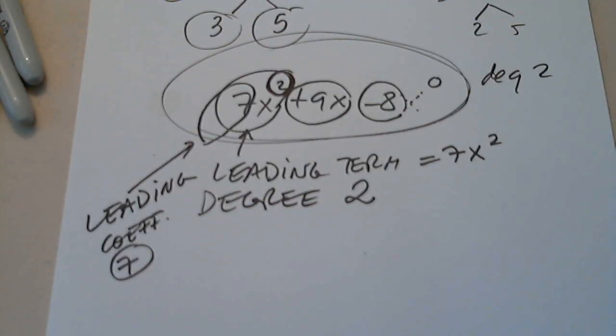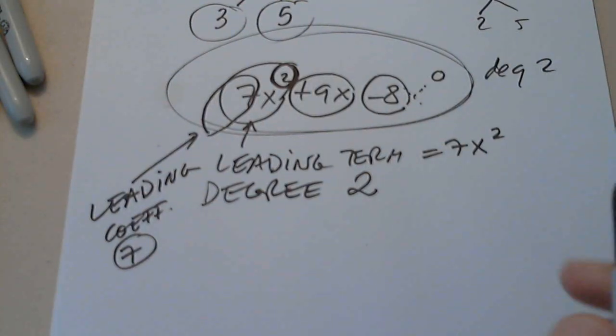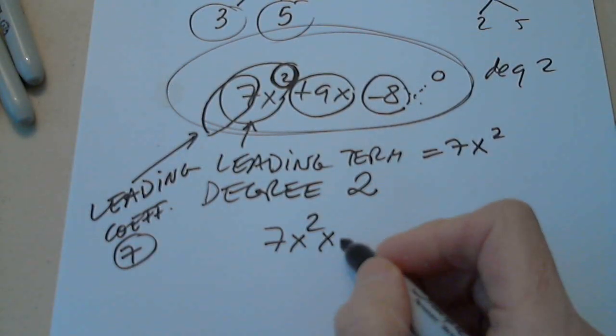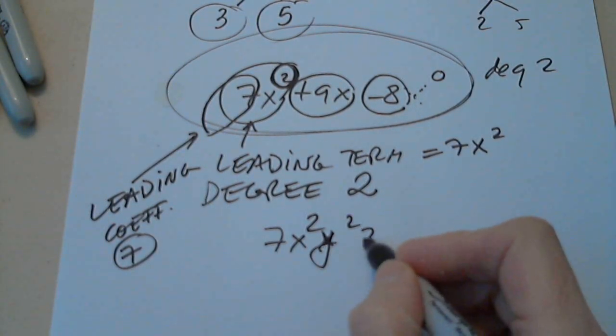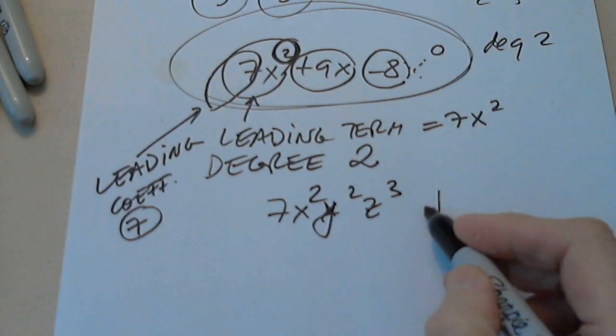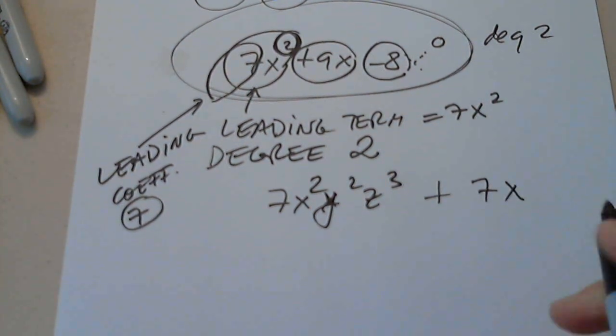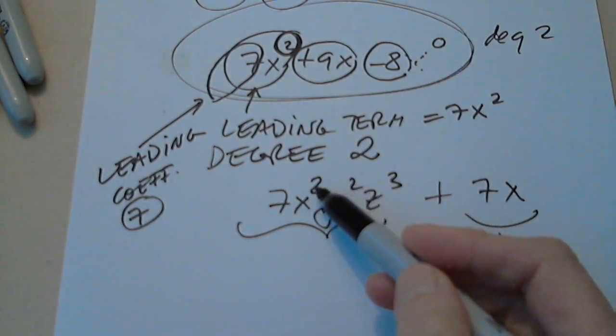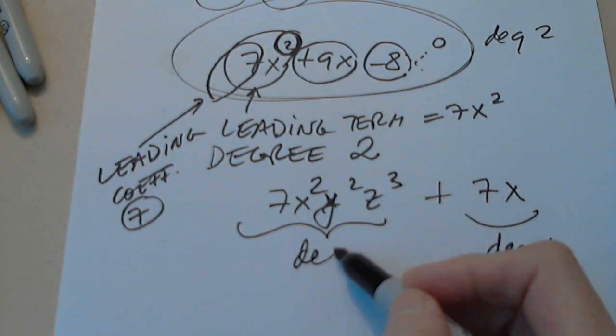Yes. What if there's two variables? Like X and Y. Yes. So if I have 7x squared y squared z to the third, let's say plus 7x, this has degree 1, but this has degree 2 plus 2 plus 3.